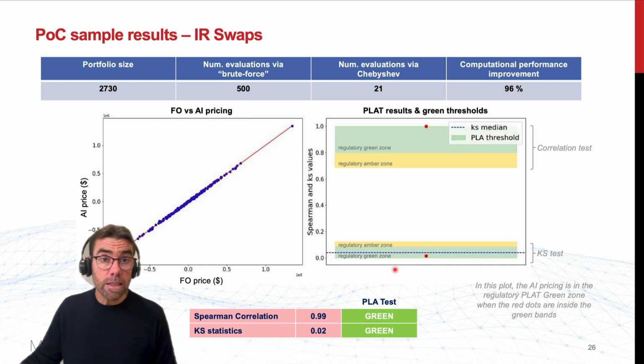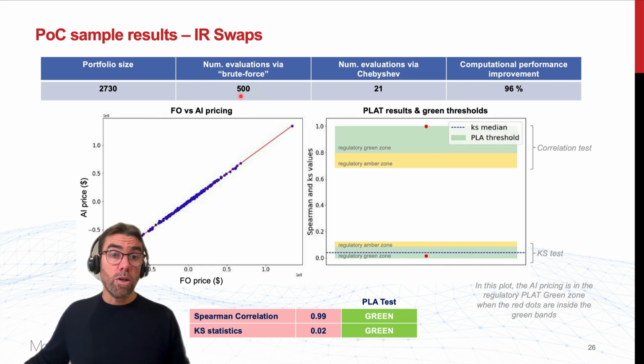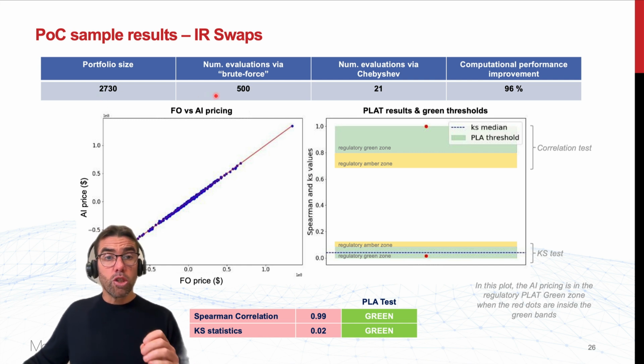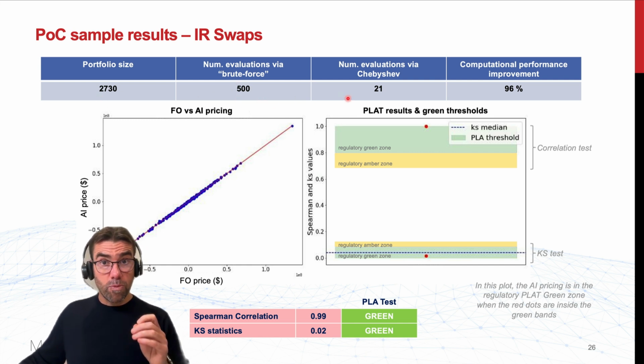So in this case, the number of scenarios was 500. We priced the portfolio of 2,700 trades. It was a hedged portfolio, the same as the other one. All these portfolios are hedged. So instead of 500 times, we priced them only 21 times. And with this, we were able to reproduce the P&Ls very well and pass the P&L attribution test metrics quite nicely.